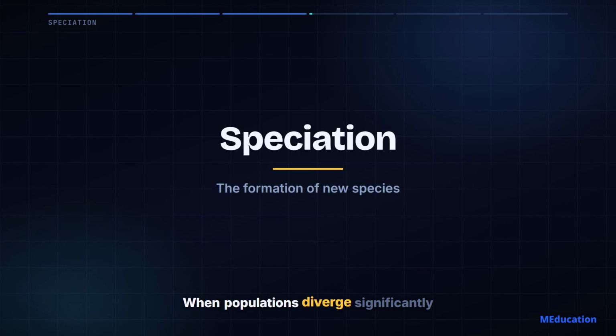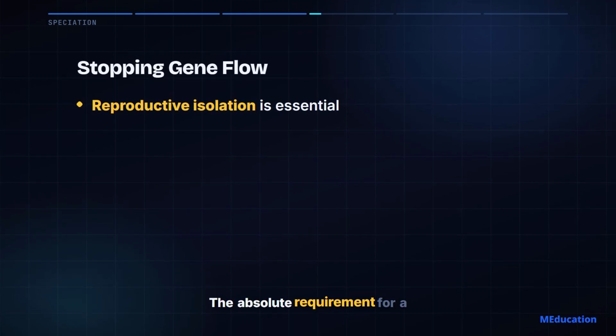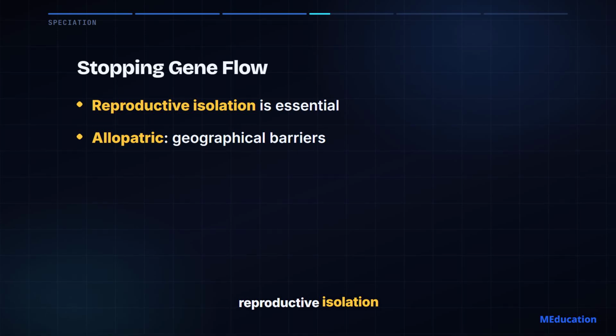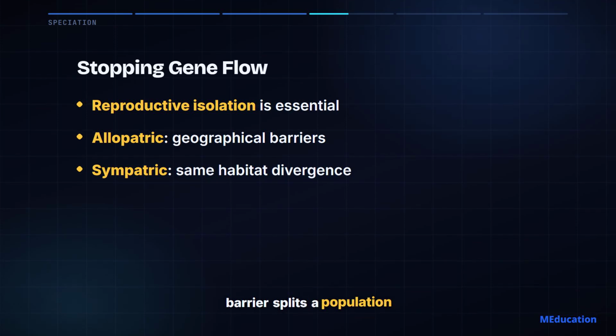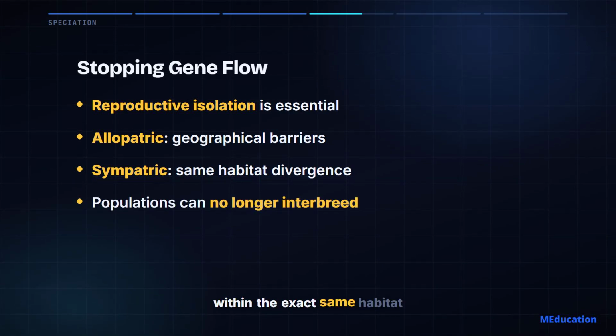When populations diverge significantly, we reach speciation. The absolute requirement for a new species to form is reproductive isolation. You must stop gene flow. We will look at allopatric speciation, where a physical geographical barrier splits a population. We will also tackle sympatric speciation, where new species arise within the exact same habitat due to ecological barriers, behavioral differences, or sudden genetic changes.